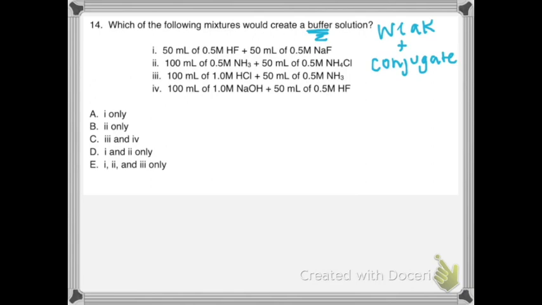So here we have HF, weak acid, seems promising. And then we have sodium fluoride. So sodium fluoride, we know when it dissolves that it would give us fluoride ions. And fluoride is going to be the conjugate base for HF. Okay, so we'll have HF dissociating into H plus and F minus. So we have both of those things. So we have a buffer. Easy.